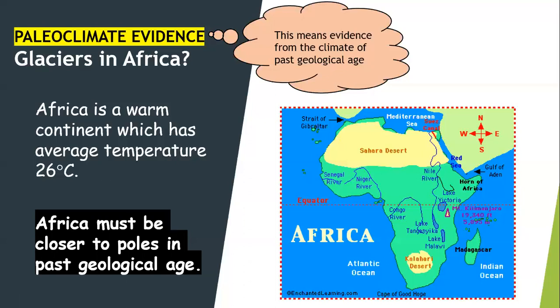If Africa has not moved, if Africa was always here, then how can you have glaciers? It's not possible. At the equator we have a warm climate, we have warm temperatures most of the time. This was one of his evidences from paleoclimate. There is another one also. Let's go to that one now.